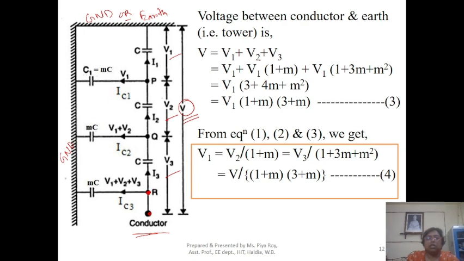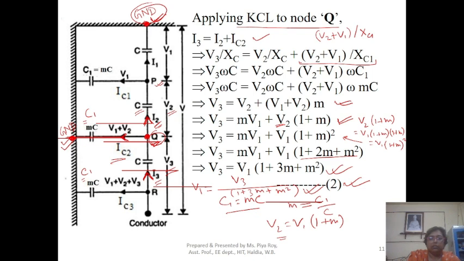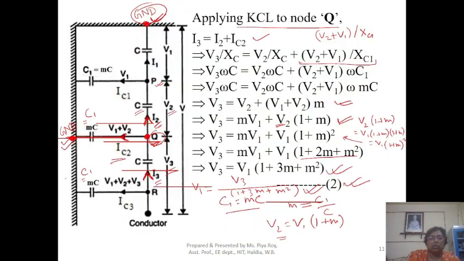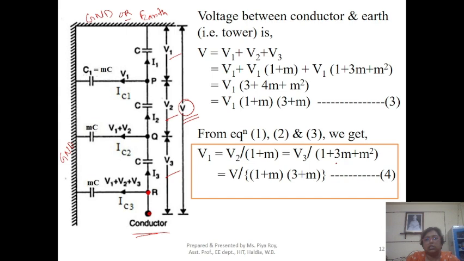So put those values. From the mathematical expressions, we have the expressions of V2 and V3. So put the values of V2 and V3 here. So V equal to V1 as it is, plus V2, which is V1 into (1 plus m), plus V3, which is V1 into (1 plus 3m plus m square). So this expression we already have, from equation 2 and equation 1. Just put those expressions here. So finally we have this expression.